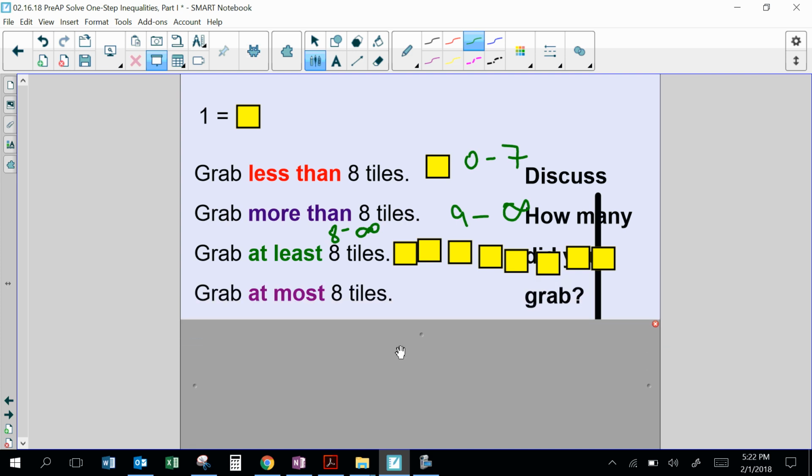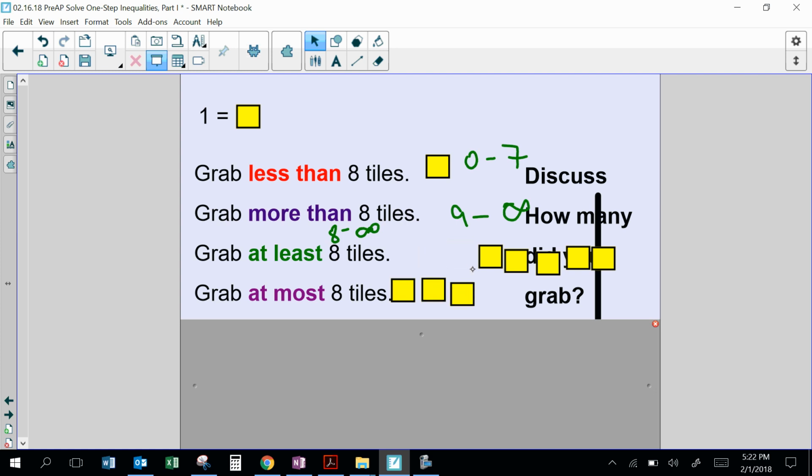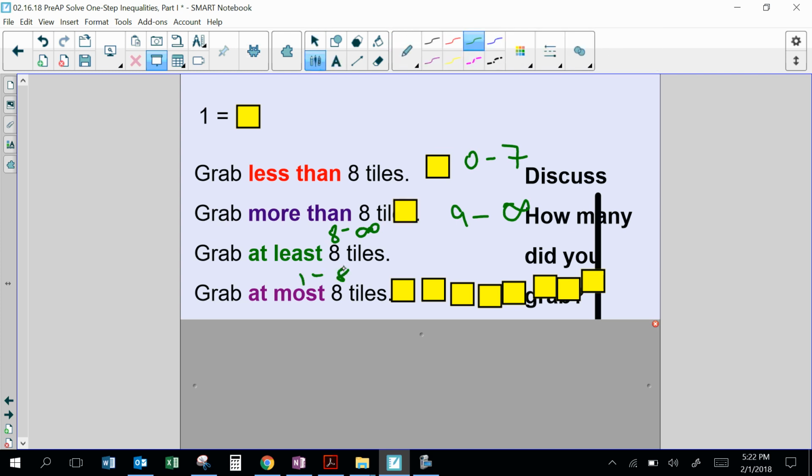Grab at most. The most I want you to grab is 8 towels. You better not grab more. At most. So, is it okay to grab 1? Yeah. Is it okay to grab 8 towels? Yes, I can, because the most I can grab is 8. Is it okay to grab 9? No. So the answer would be from 1 to 8, or 0 to 8.